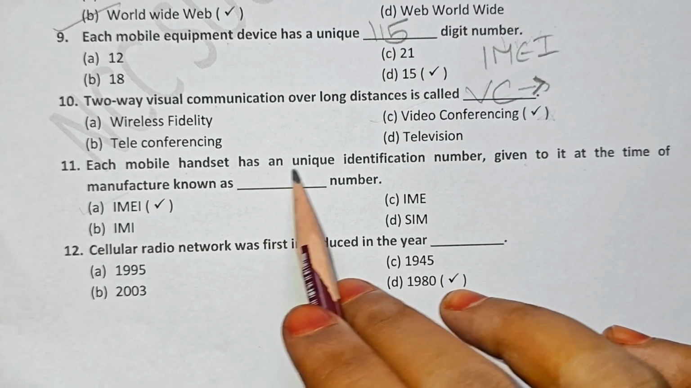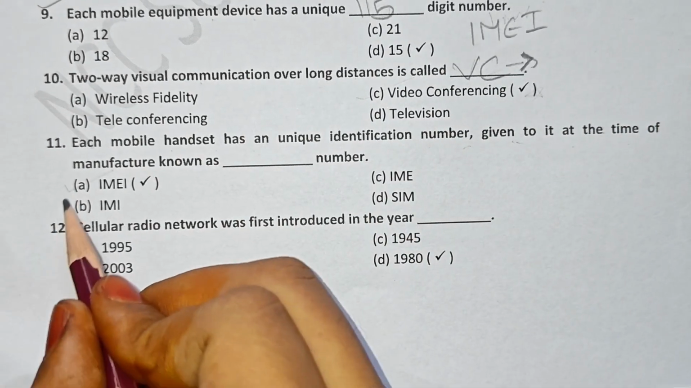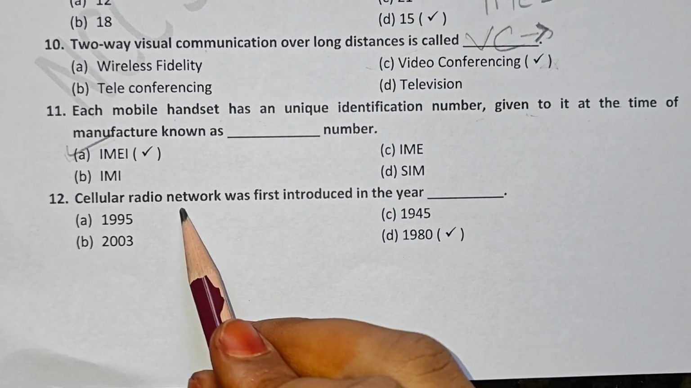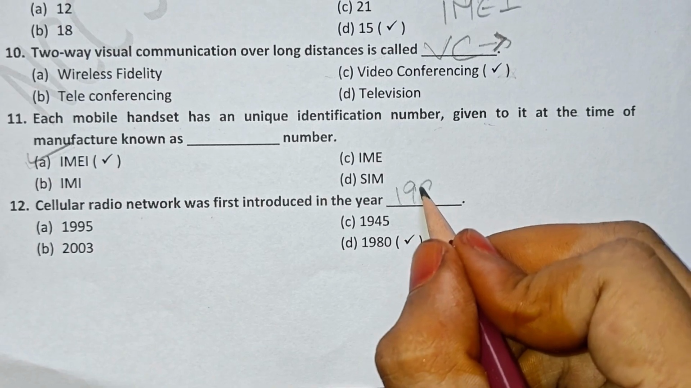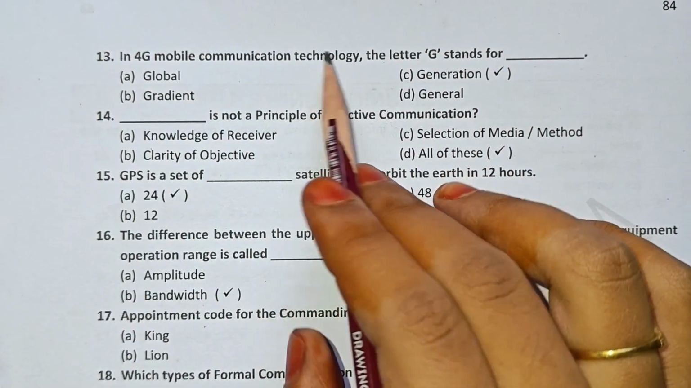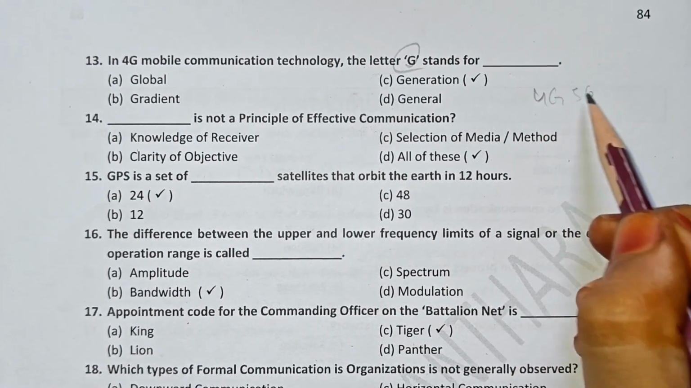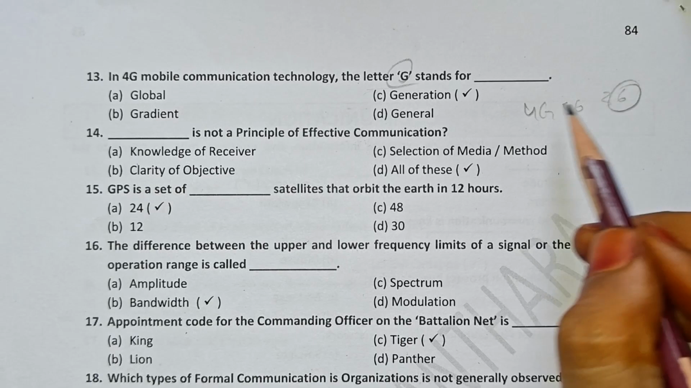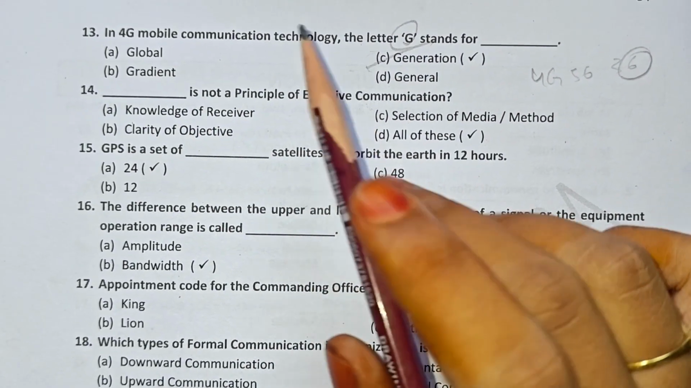Each mobile handset has a unique identification number given to it at the time of manufacture. It's the IMEI number. The cellular radio network was first introduced in the year 1980. Important: in 4G mobile communication technology, the letter G stands for generation. We use 3G, 4G, 5G.